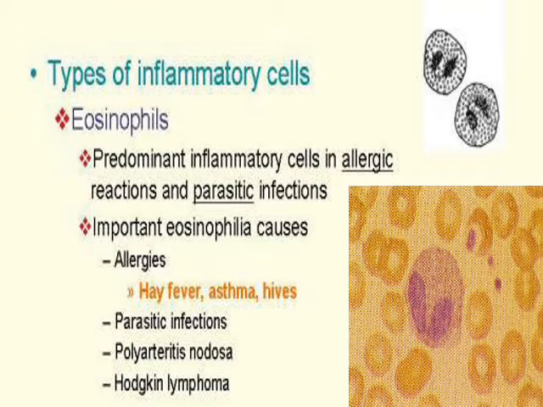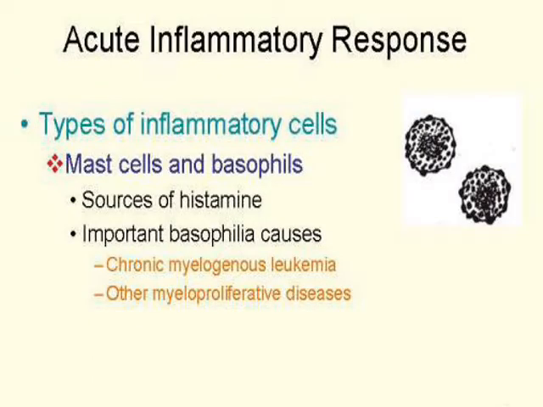As for eosinophils, they are prominent inflammatory cells in allergic reaction and parasitic infection. Important causes of eosinophilia are allergy like hay fever, asthma and hives, parasitic infection, polyarteritis nodosa, and Hodgkin lymphoma. Mast cells and basophils are a source of histamine. Important basophilia causes occur in chronic myelogenous leukemia and other myeloproliferative diseases.